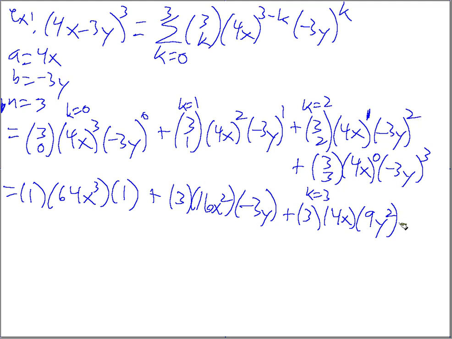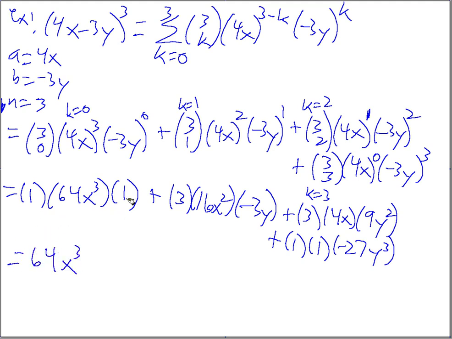3 choose 3 again is 1 by punching the calculator. 4x to the 0 power is also 1. And what's negative 3y to the third power? That's going to be negative 27y cubed. Can we see that? Alright, let's finish it out. So this is going to be what?